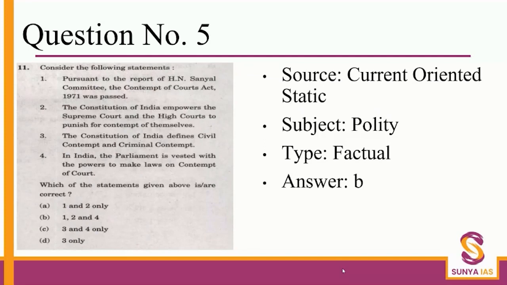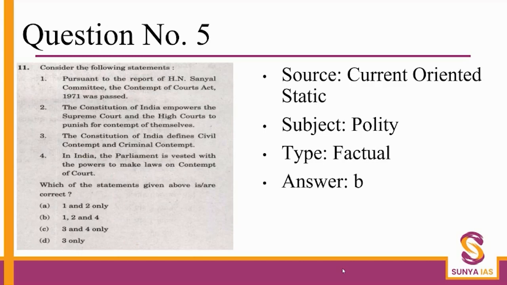The first is pursuant to the report of H.N. Sanyal Committee, the Contempt of Courts Act 1971 was passed. Second, the Constitution of India empowers the Supreme Court and the High Courts to punish for contempt of themselves. Third, the Constitution of India defines civil contempt and criminal contempt. And fourth, in India, the Parliament is vested with the powers to make laws on contempt of court, right?